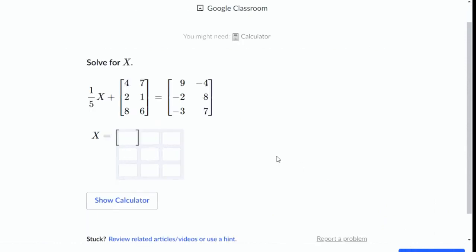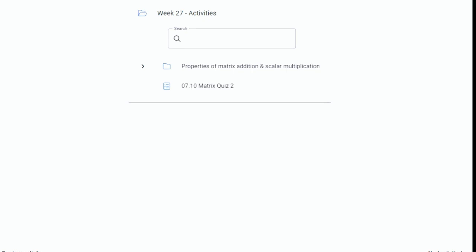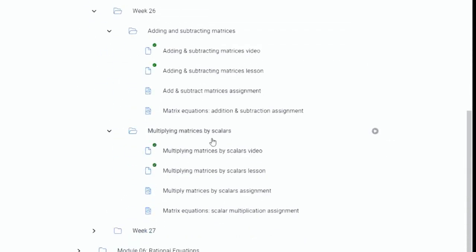Next question. So it's the same type of stuff. The last assignment here is a little trickier because it combines the scalar and the subtraction together, or the addition. So there are 4 assignments, 2 with just addition and subtraction, and then 2 with scalar multiplication added in.